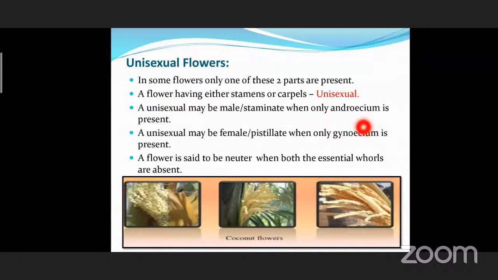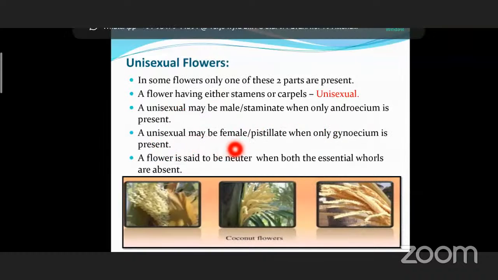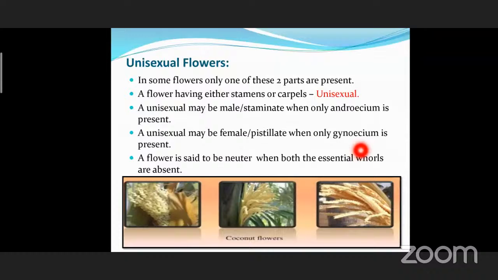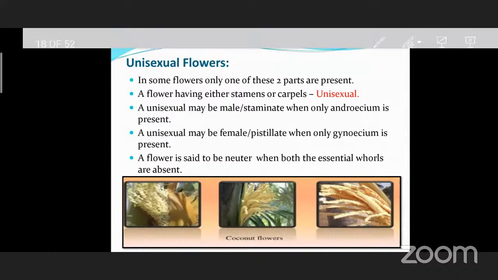Androecium is the male reproductive organ. A unisexual flower may be female or pistillate when only gynoecium is present. Gynoecium is the female reproductive organ. A flower is said to be neuter when both essential whorls are absent. There are many examples of unisexual flowers, but one example is coconut flowers.